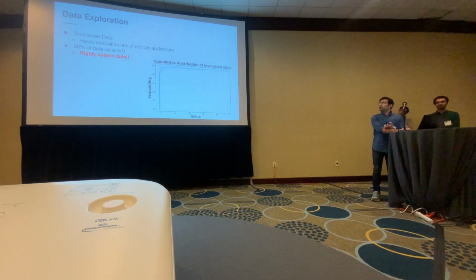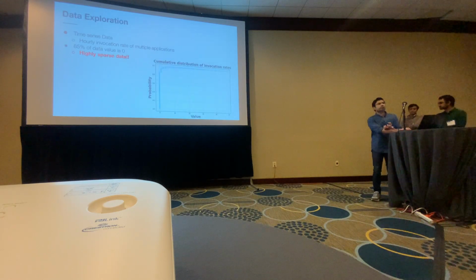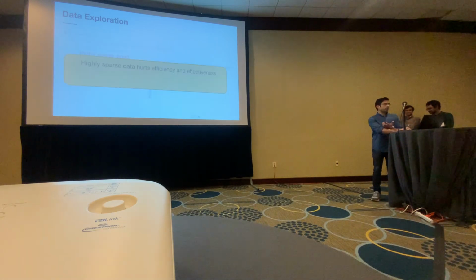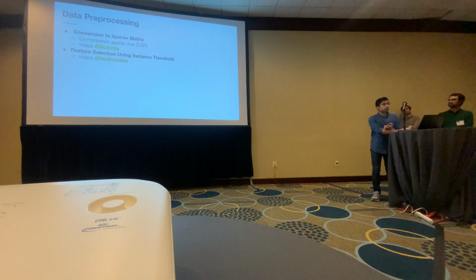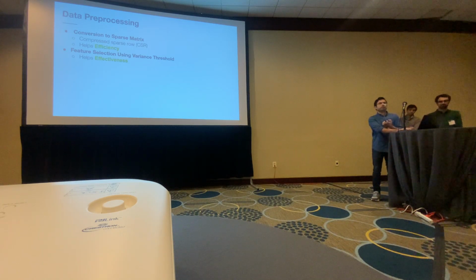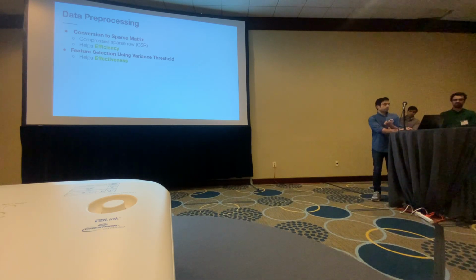So let's look at the data first. We saw that the data we were given is highly sparse. 85% of the values are 0. It hurts our efficiency and our effectiveness because it's not relevant and it's a huge amount of data. What should we do about it? We pre-process the data and convert it to a sparse matrix so that the sparsity can be lowered. And then we also do feature selection using various thresholds so that we can increase our effectiveness and our errors are reduced.